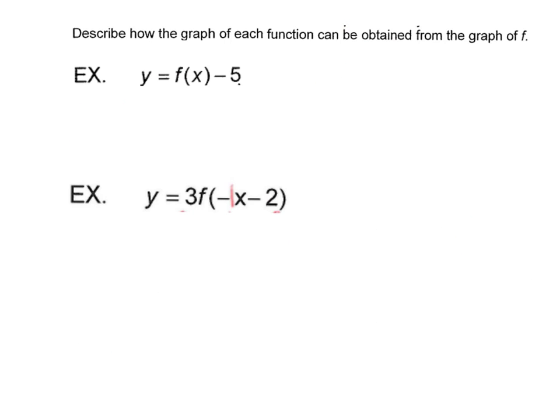Now we're asked, describe how the graph of each function can be obtained from the graph of f. So we don't know what the function is exactly, but we can see the numbers around it, and it's asking what's happening to our function. For the first one, this minus 5 is a subtraction outside of the function, so that would be d. And we know if d is a subtract, that means down 5. So that's the description, and that's all we need to do for that.